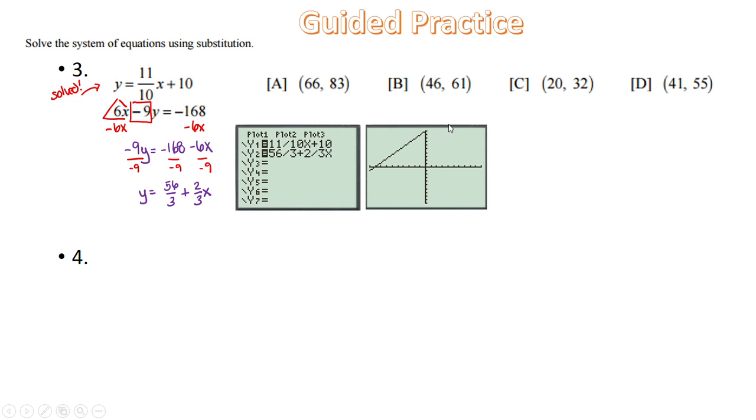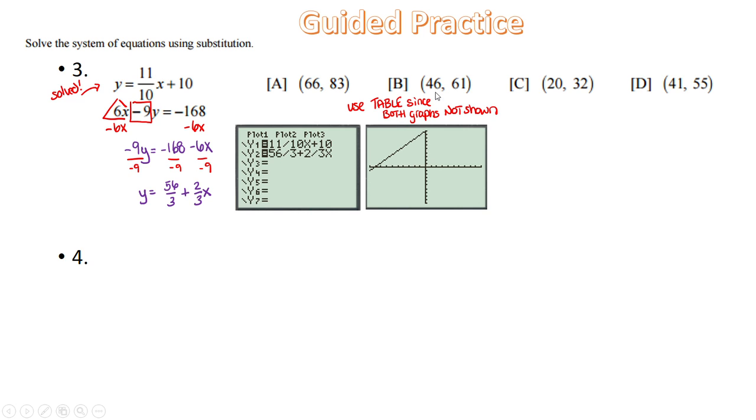Now, here's a dilemma. We only see one graph when we're looking at it. So we need to now go to the table. If we're looking at the table, we're going to take a look at all of our answer choices and look at what they have for x. So in A, our x is 66. So you could scroll down to 66 and then see if your y1 and your y2 are both 83.